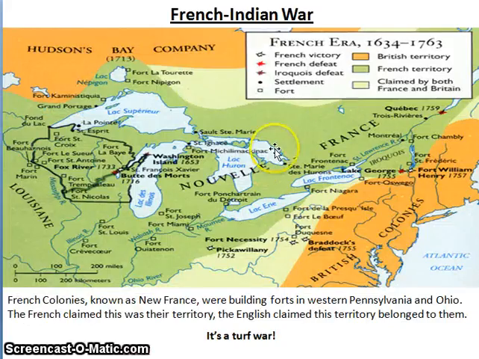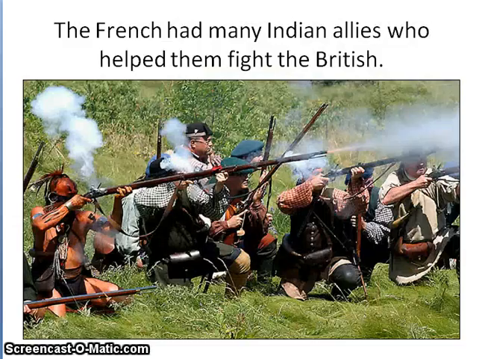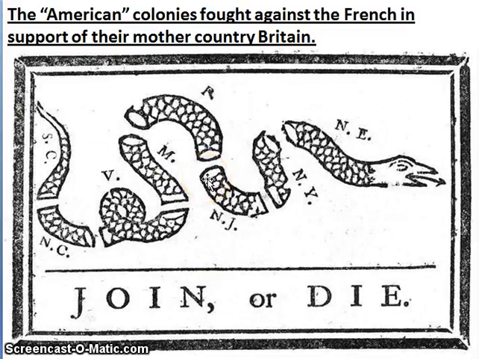They got greedy, and that's what starts the French and Indian War. England was not the only country in the world trying to make money off of colonies. France had colonies too. And as you can see by this map, this green area shows you all the areas that France controlled, and the orange area shows where England controlled. So they're going to fight a war. The French also had many Indian allies, Native American Indians, who helped them fight against the British, because the British were taking a lot more land than the French, so the Native American Indians did not want the British to win this war. The American colonies fought against the French in support of their mother country, Britain.